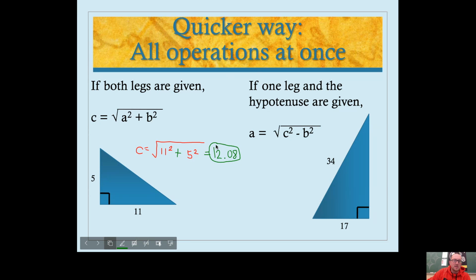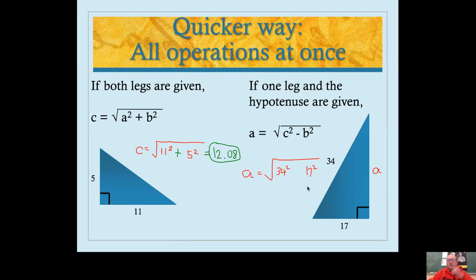Does this answer make sense? This is the hypotenuse now, 12.08. It's bigger than 11 and 5, so that makes sense. When you have the legs, put an addition sign here. When you have a right triangle, they're not always going to give you the two legs. Sometimes they give you a hypotenuse and a leg. So if you want the other leg, let's just call it A, for instance. You're going to do the same thing you did over here, except you're not going to add the two numbers. You're going to subtract them.